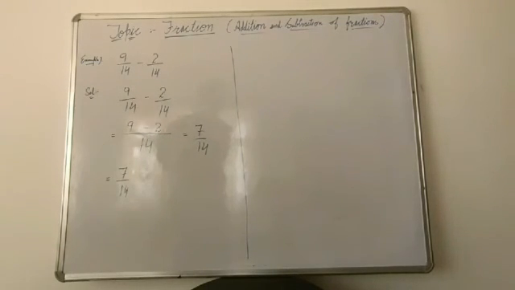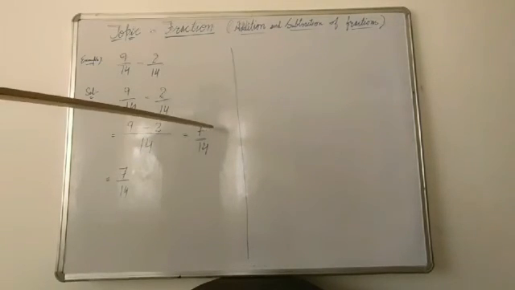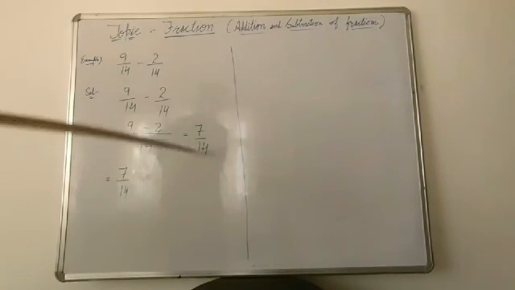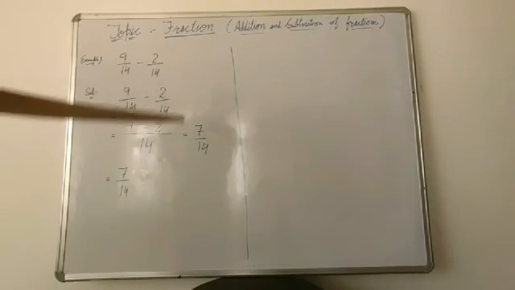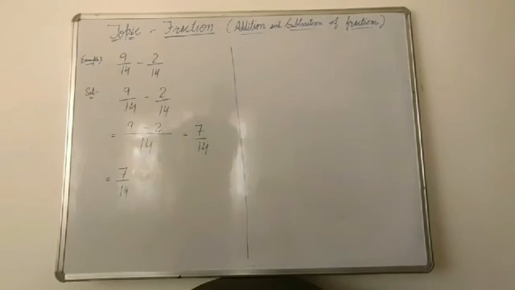Write 14 once. Here 14 once. Then 9 minus 2. So now do the subtraction process. 9 minus 2 equals 7, divided by 14. So our answer is 7 by 14. Now change this answer into the simplest form. I will show you how to change this into the simplest form.